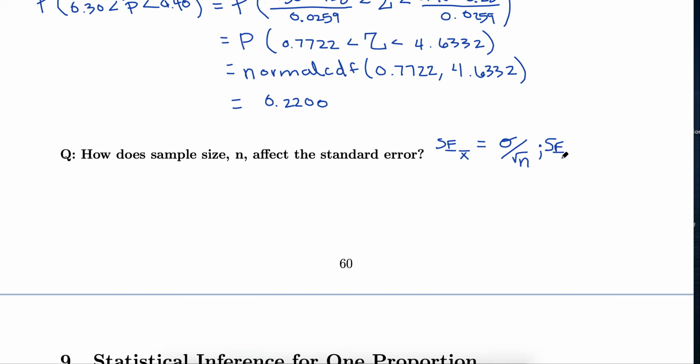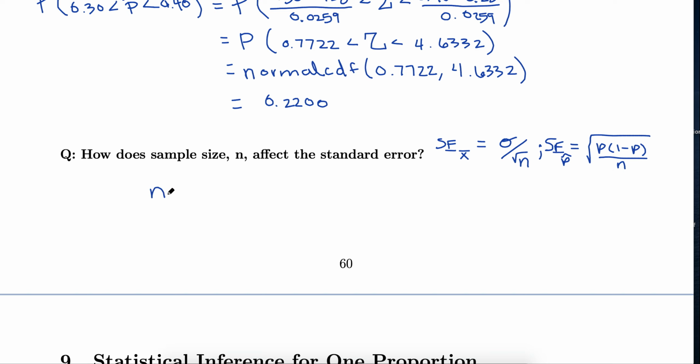Standard error for p-hat was the square root of p times 1 minus p over n, all under that square root. So we've observed this in a few examples. How does the sample size n affect standard error? And what we're about to write is true for either of these. Notice if we're talking about means, the standard error has a square root of n in the denominator. If we're talking about proportions, the standard error also has a square root of n in the denominator.